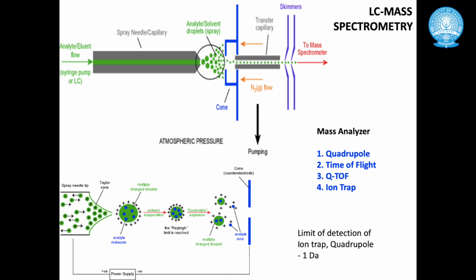The limit of detection of the ion trap quadrupole is 1 Dalton, which is the atomic mass unit, or the mass of one hydrogen atom.